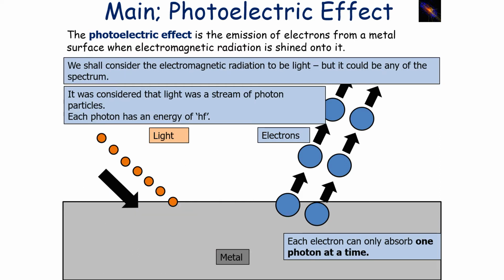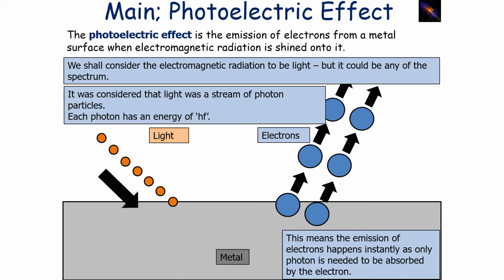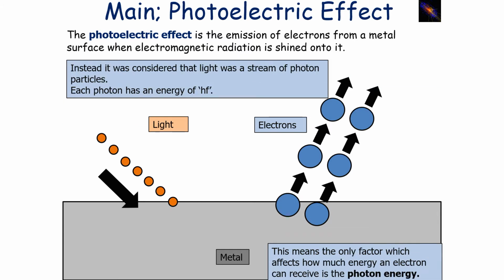This tells us that electromagnetic radiation such as light can be considered not as a wave but as a stream of particles which we call photons. Each photon has an energy of hf, and therefore we can work out what's going on if we consider that each electron can only absorb one photon at a time. Firstly, this means the emission of electrons happens instantaneously as only one photon needs to be absorbed by the electron, and it also means that the only factor which affects how much energy an electron can receive is the photon energy.